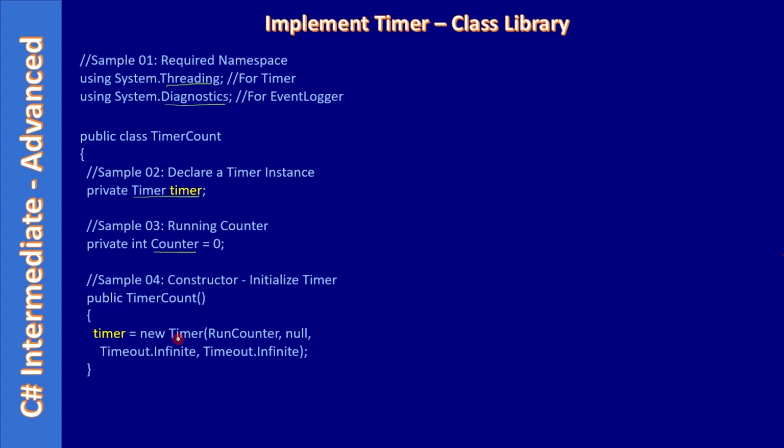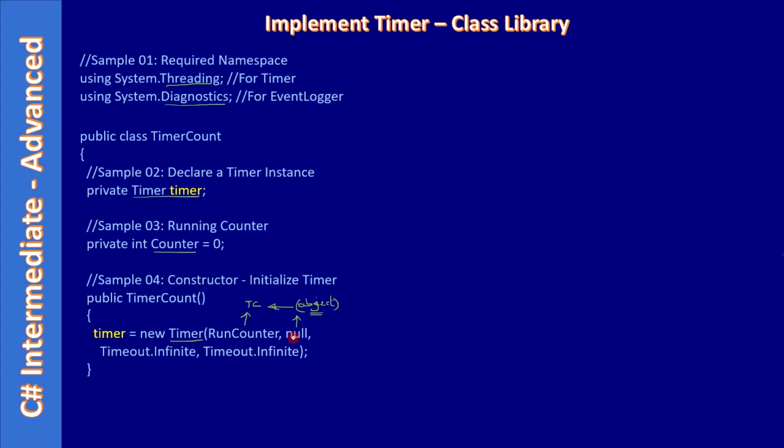Here is the constructor, and in the constructor we are constructing this timer. The first parameter is the run counter, so this is the timer callback. The next one will be an object. So if you want to pass some information to the timer procedure, you can pass that here. At runtime, this object will be available to the callback procedure.